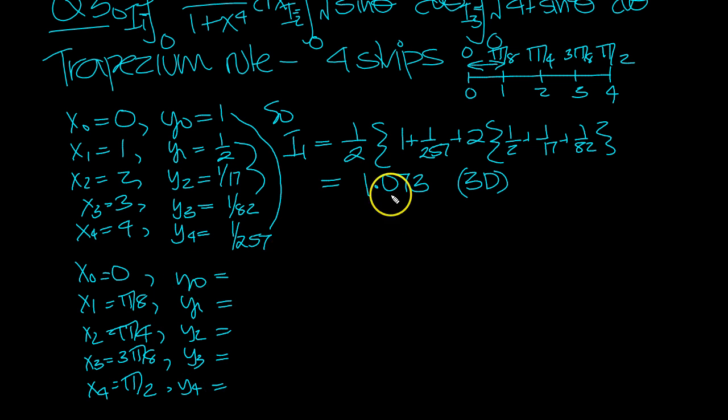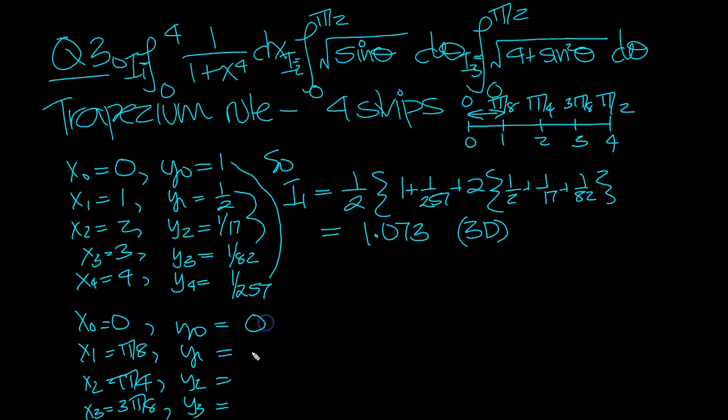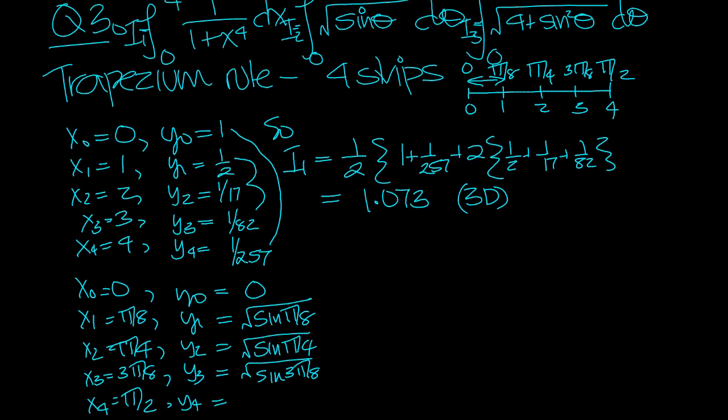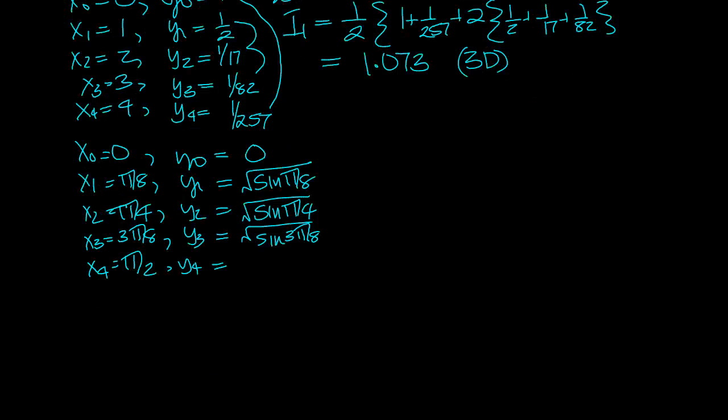So y0, put 0 in, sine of 0, square root of sine 0 is still 0. Pi over 8 is the square root of sine pi over 8. Then pi over 4 is 1 over root 2. So we'll just write square root of sine pi over 4. And then we've got the square root of sine 3 pi over 8. And then sine pi over 2 is 1, and the square root of 1 is 1.